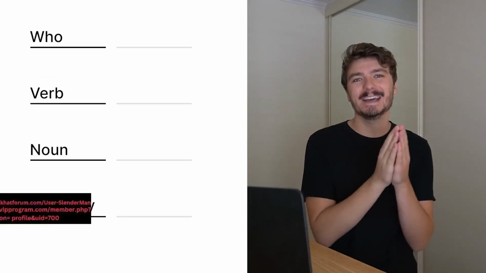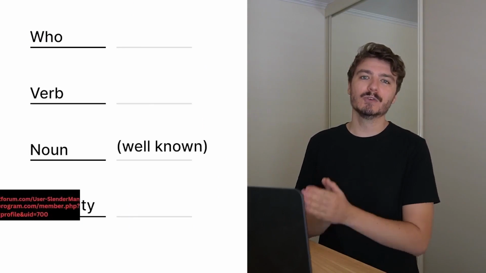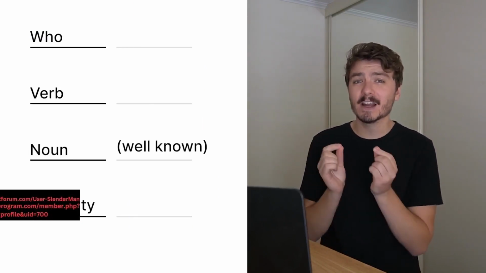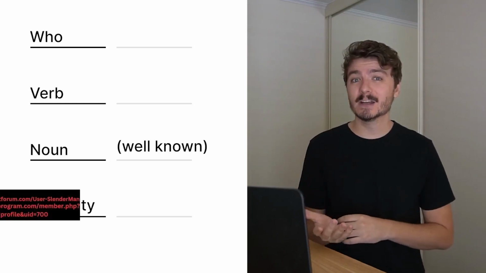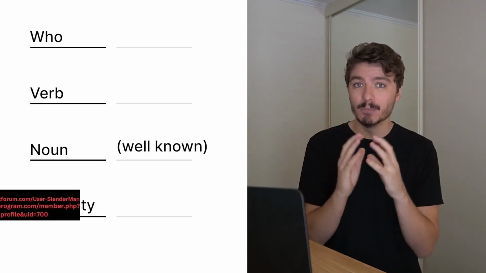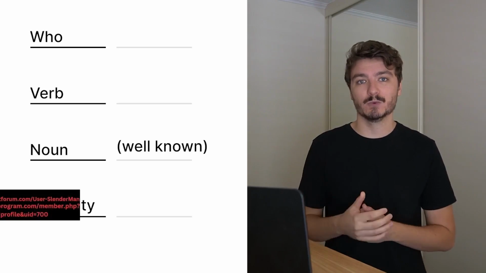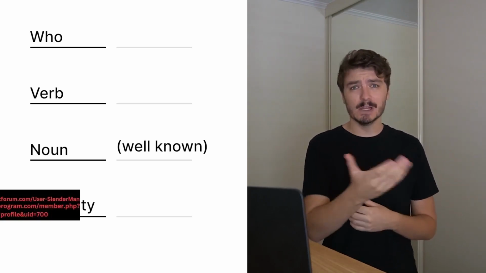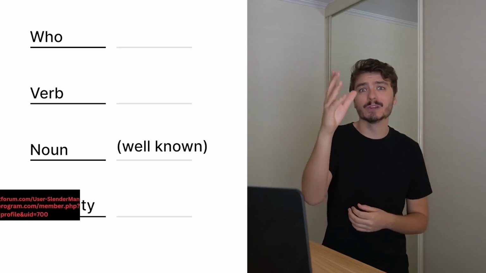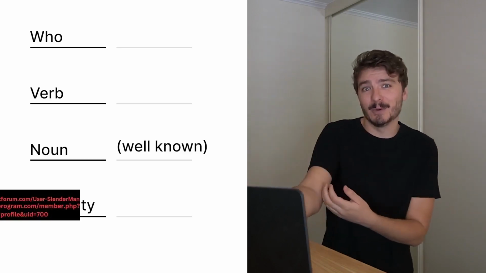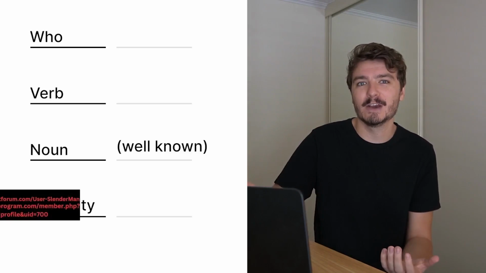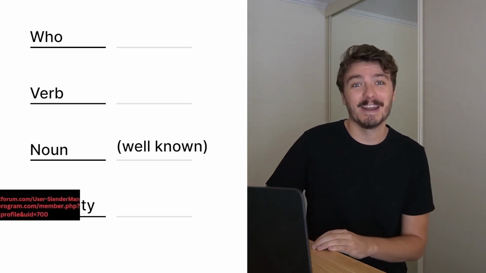So now we have the who and the verb. The next part here is the noun. And what you want to do is ensure the noun is as recognized as possible. The less recognized this noun is, the smaller your total addressable market will be. So basically, the less people that know and understand what this noun is, the less people that will click on it. You're only going to click on that video if you understand what that noun is, obviously.